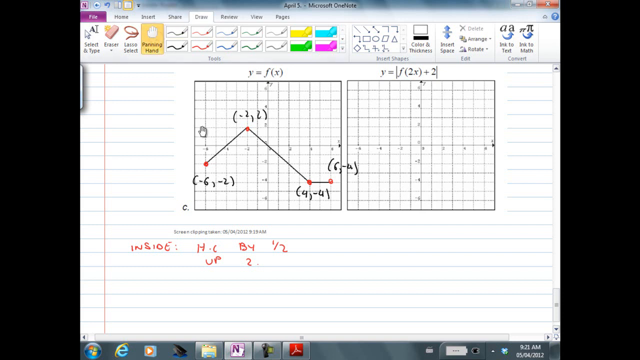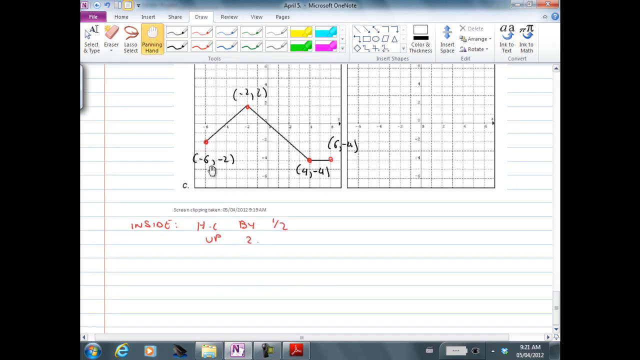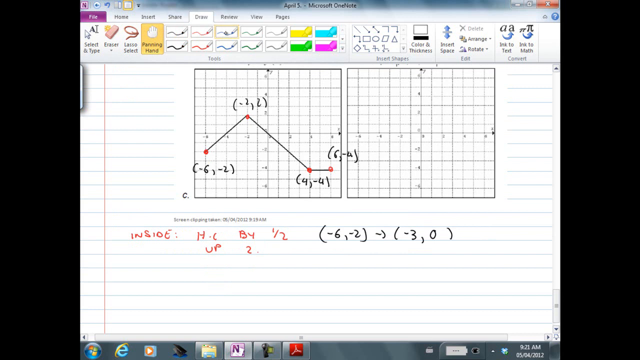I'm going to find all the new points now. I'm going to start with -6, -2. Compress it by half, and then I go up 2. So that's -3 and 0. I want you to put a dot at -3 and 0 right now on my new graph. So -3 and 0 is right here. Do this for the next 3 points for me, please.